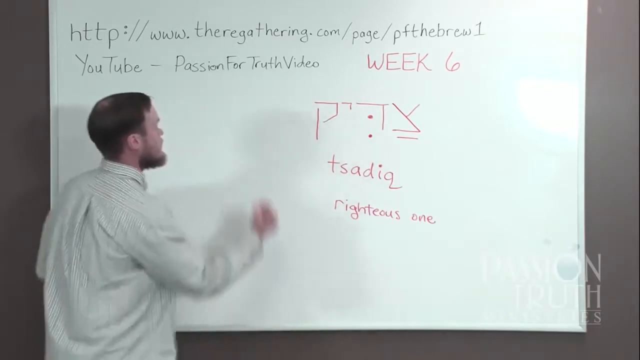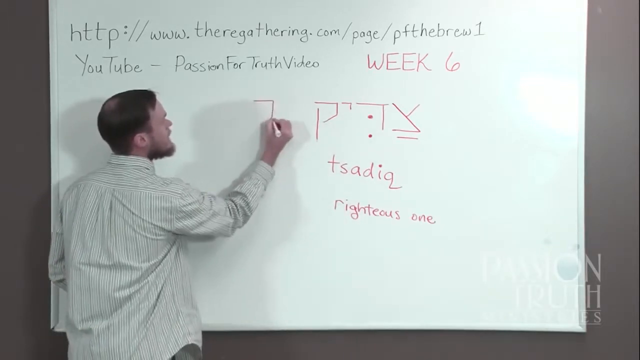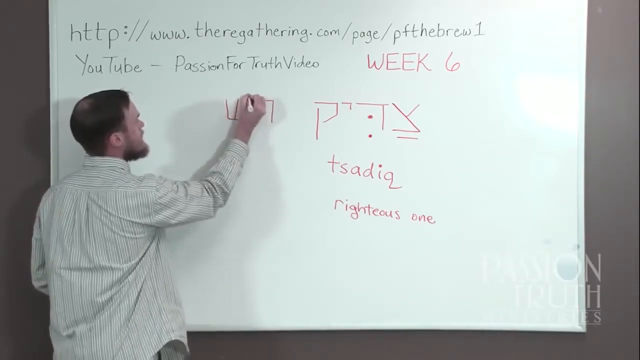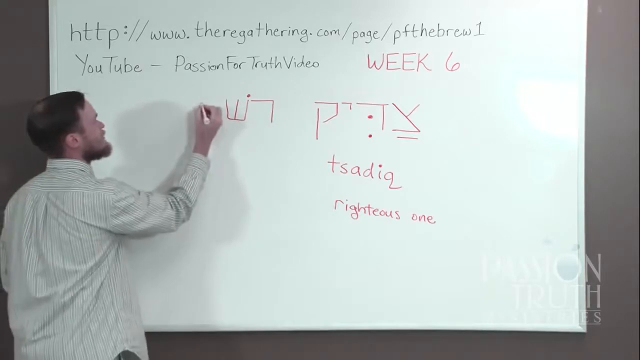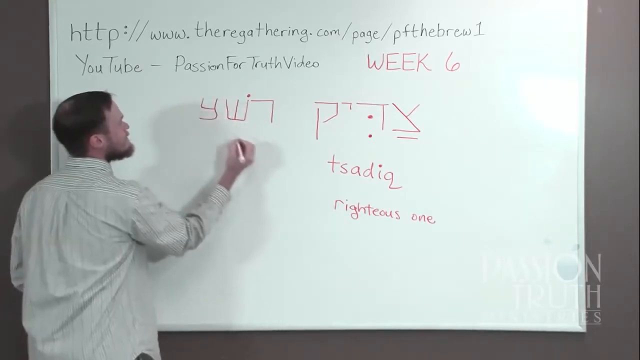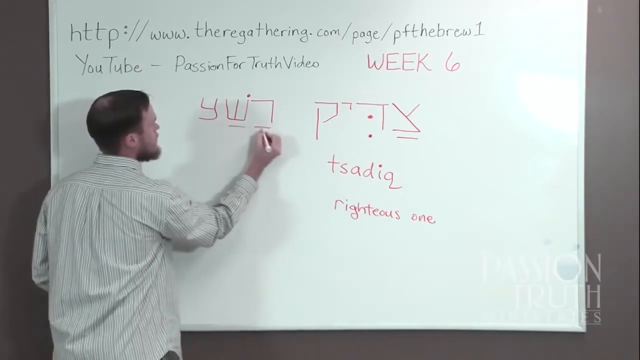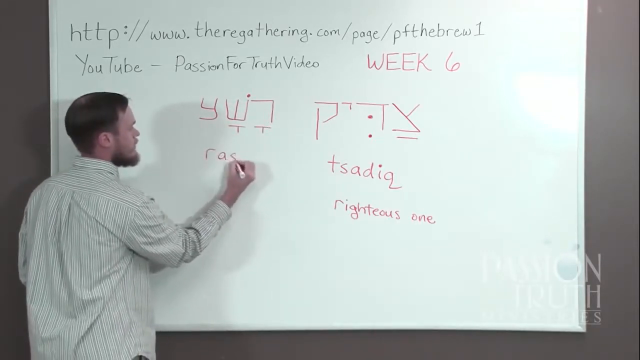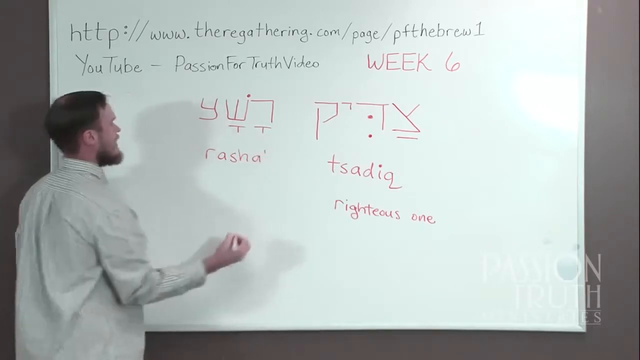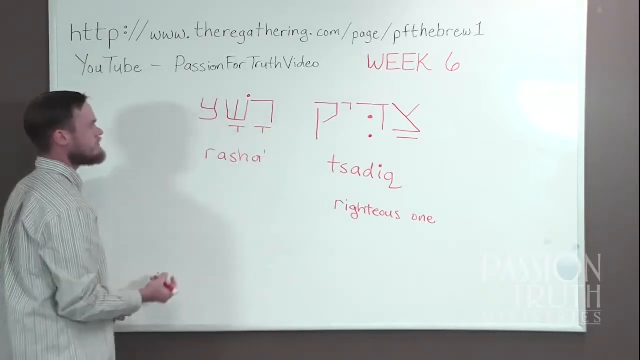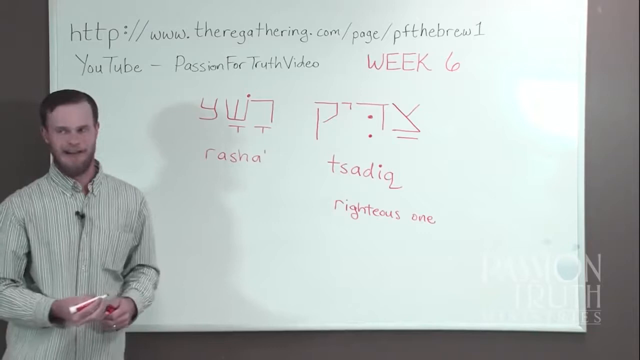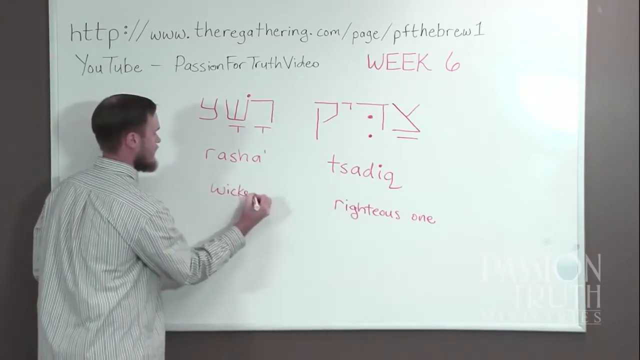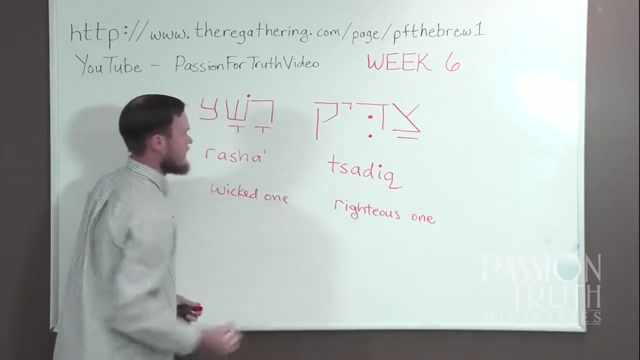Rashang, yes. This would be the opposite of tzaddik, resh, shin. Oh, I haven't gone over shin yet, so that's why I haven't covered this word yet. Yeah, it's Rashang. I'm pronouncing the ang of the ayin. And that's a wicked one, opposite of a righteous one.